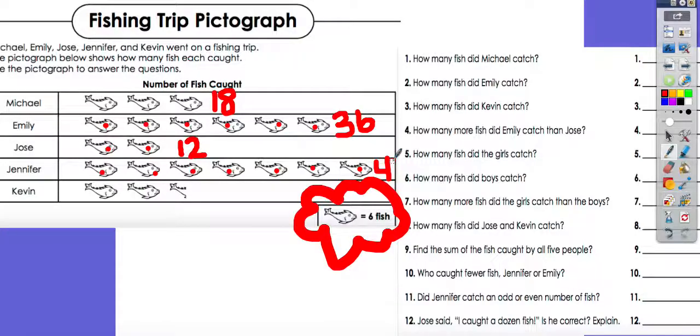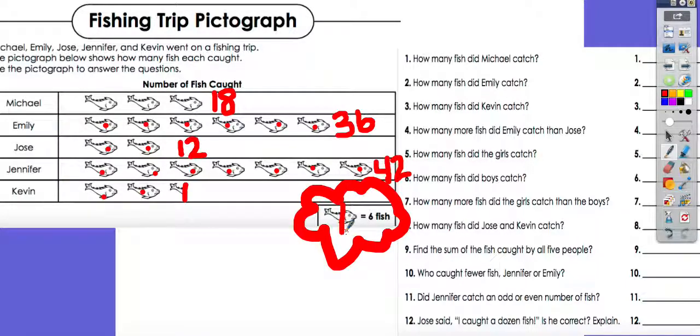Jennifer caught 6, 12, 18, 24, 30, 36, 42. Jennifer caught 42 fish. Okay? Let's do Kevin. 6, 12. What is this? Oh my goodness, it's like someone chopped the fish in half. This is only half of a fish. It's like they took this picture and they cut it in half.